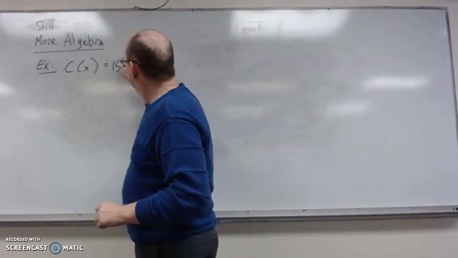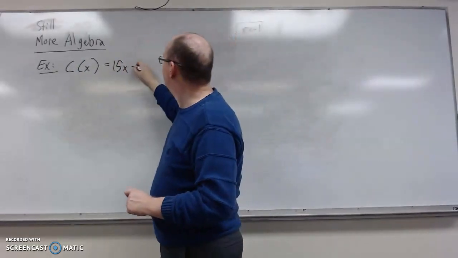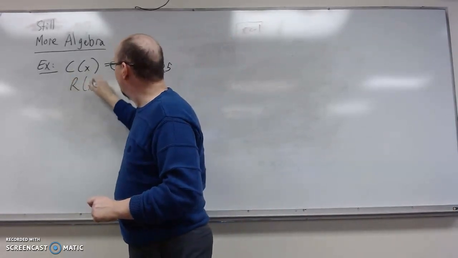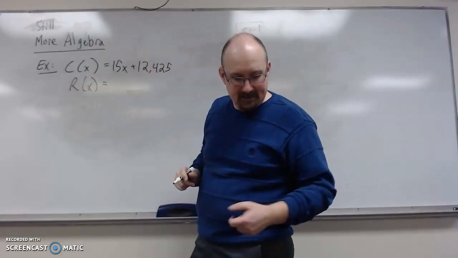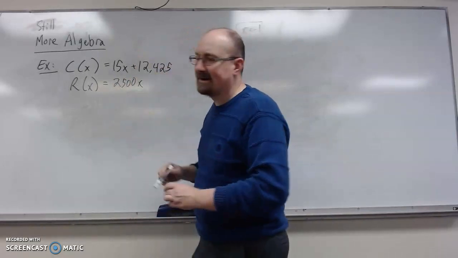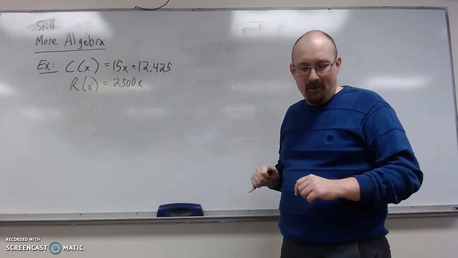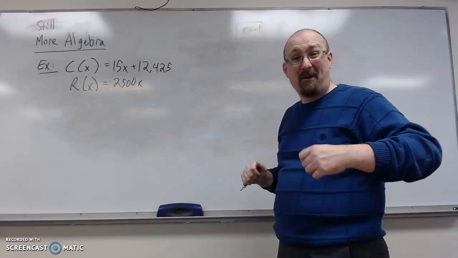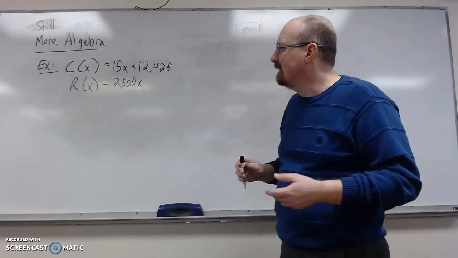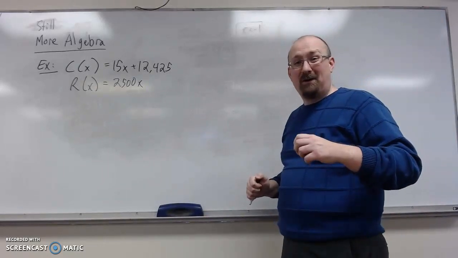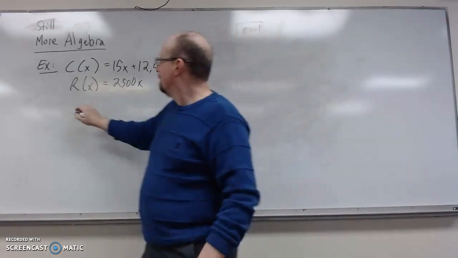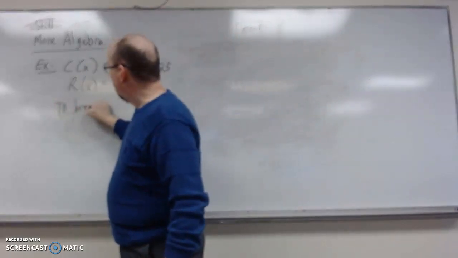So we have cost is 15x plus 12,425. R for revenue, hopefully that stands to reason, looks like 2,500x. Now, x is the number of boxes of shirts, not individual sweatshirts, so it feels a little more realistic. We want to know how many boxes our company needs to sell in order to break even.